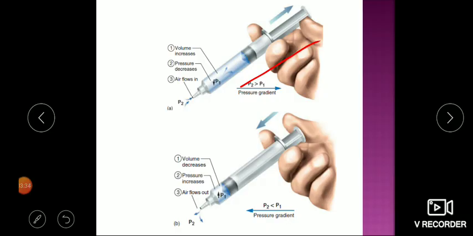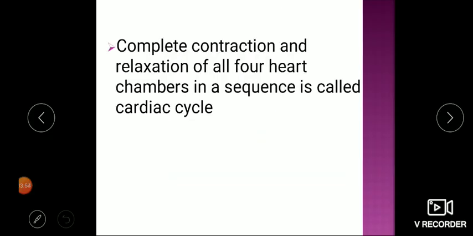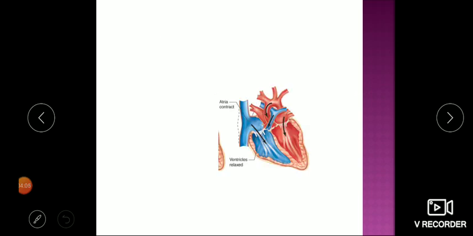So when the cardiac muscle is contracting, what will happen? Volume will decrease, pressure will increase, and there will be flow of the blood from that part. So the same principle works. Simply the muscle contracting is helping in changing the pressure inside the atria and ventricle. So complete contraction and relaxation of all four chambers of the heart in a sequence is called the cardiac cycle. So it is a mechanical event of heart.